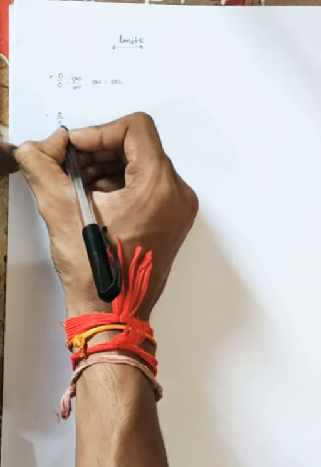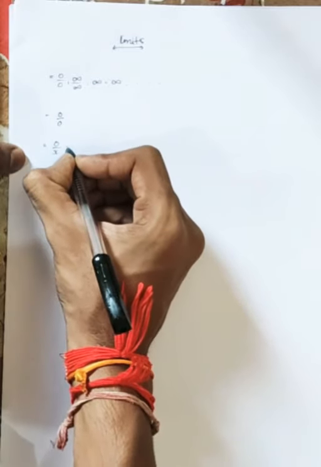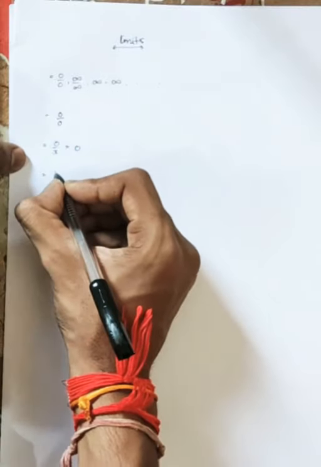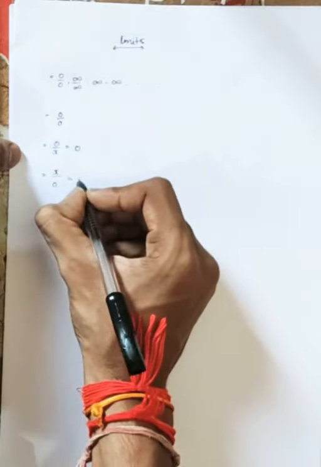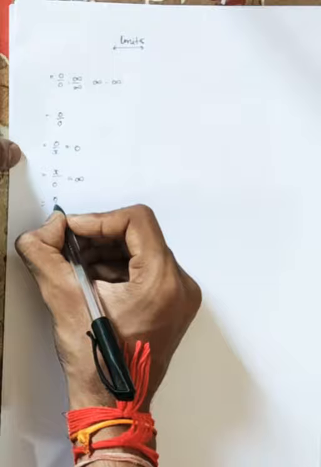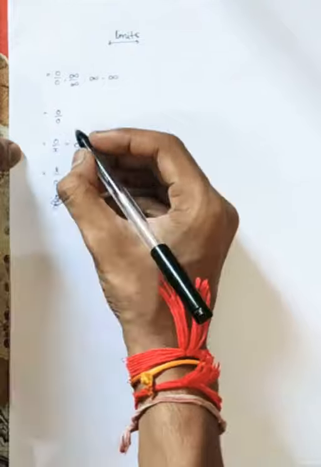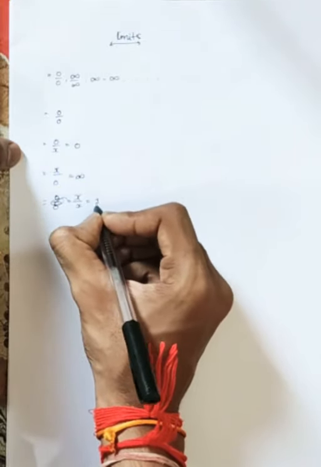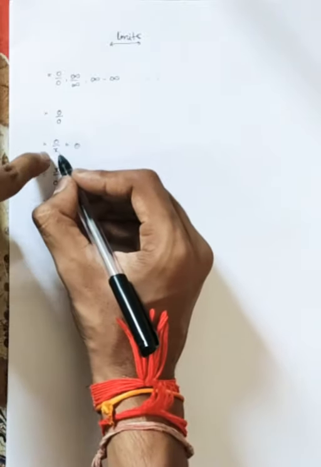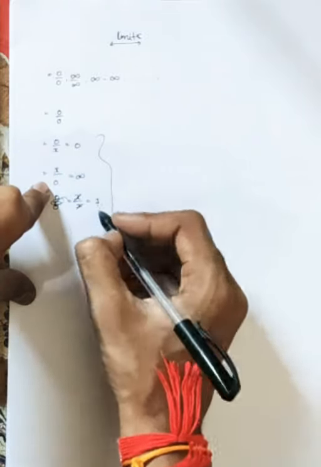See, 0 by 0. Now you know that 0 by any value will give you 0, right? And any value by 0 will give you infinity, and any value by the same value, x by x, will give you 1. So x by x gives 1, 0 by any value gives 0, x by 0 gives infinity. So we got 3 different values.